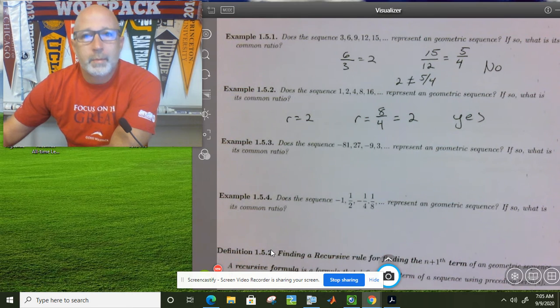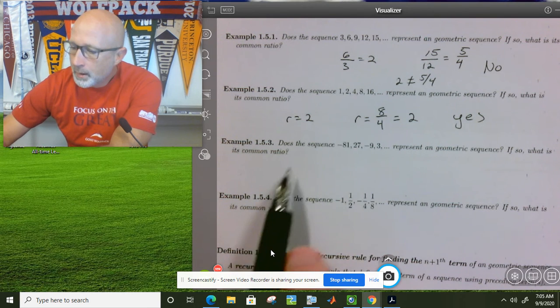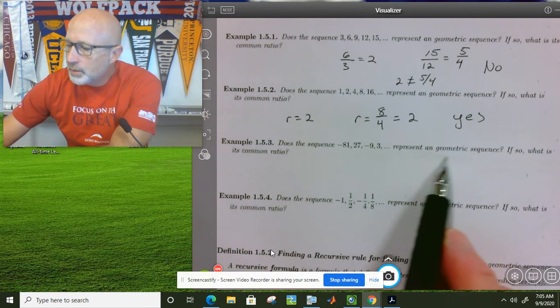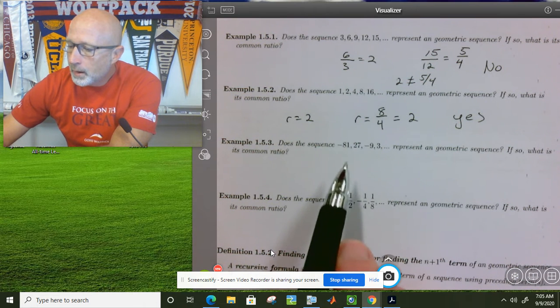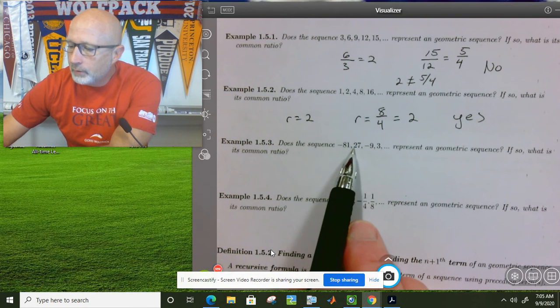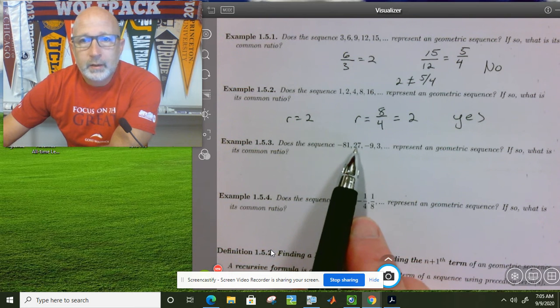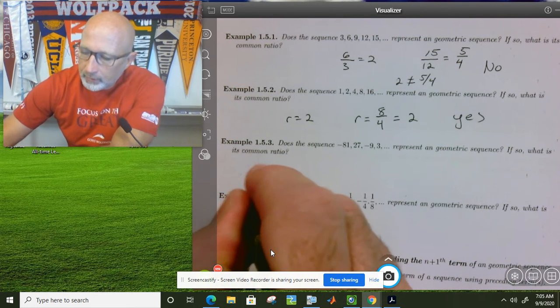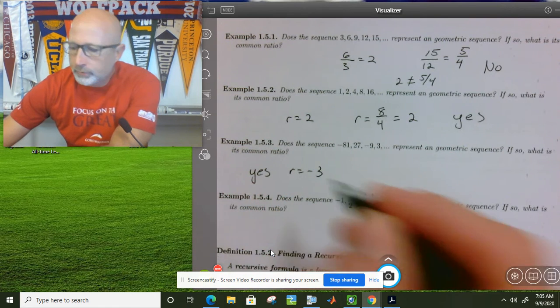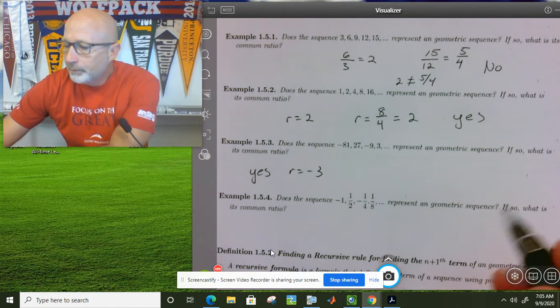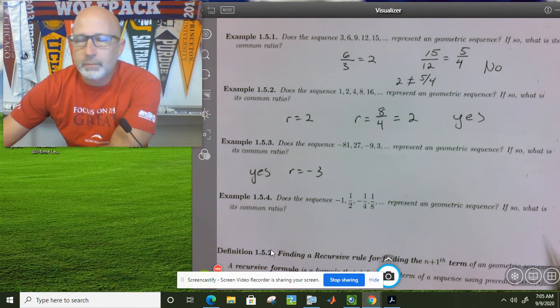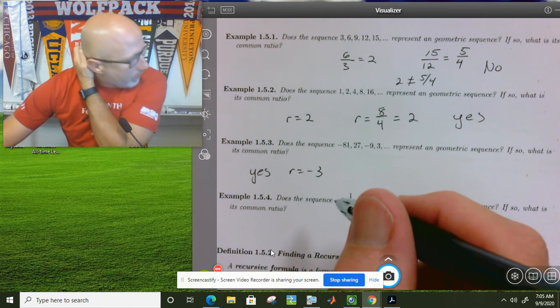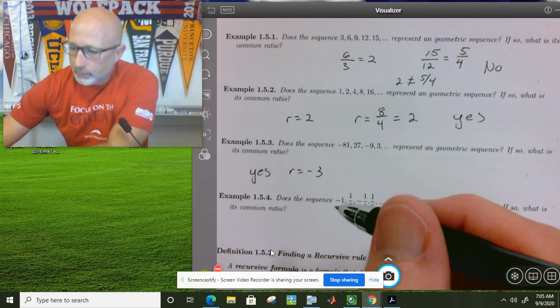Now this one's tricky because it goes negative, positive, but that's okay because all that means is you're multiplying by a negative every time along the way. Does this sequence represent a geometric sequence? Going from there to there, it looks like I'm dividing by negative 3, dividing by negative 3, dividing by negative 3. So yes, this is, with r equal to negative 3. Actually, I said that wrong. I said I'm dividing by negative 3, but that doesn't make the common ratio negative 3.